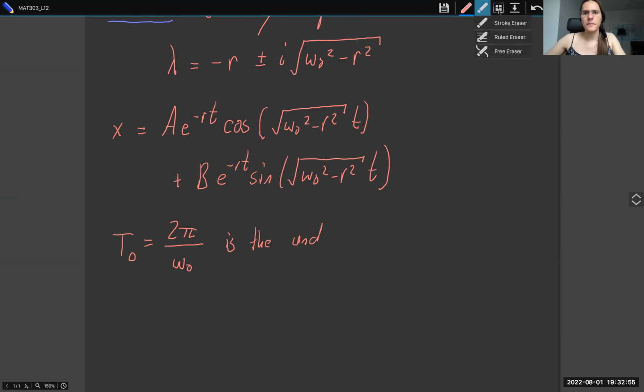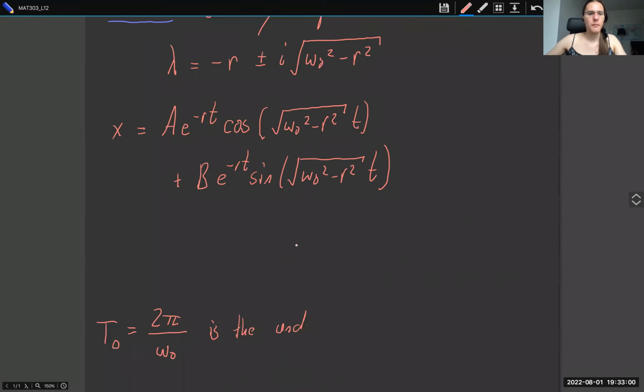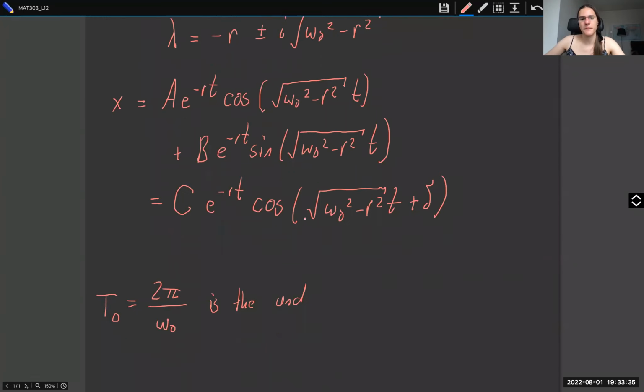Oh, by the way, before I do this, let me mention the clear thing. And that's that you have A, B, and then the exponential is the same. So you can also rewrite this as C e to the negative RT times cosine or sine of square root of omega naught squared minus R squared, T plus delta. By the same trick that we did before, it's a constant multiple e to the negative RT of A plus B, sine and cosine with the same period. And so we can recombine them.